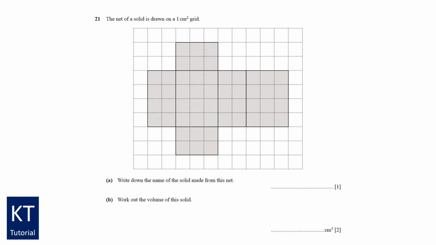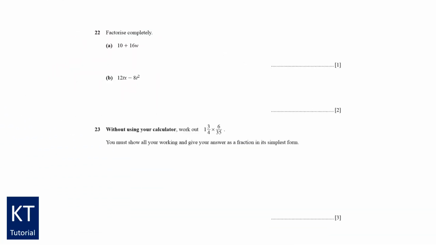Question 21. The net of a solid is drawn on a 1 cm square grid. Write down the name of the solid made from this net. This is a cuboid. Next, work out the volume of this solid. This will be the product of its length, width, and height components. Question 22. Factorize completely the given expression. It is the product of 2 and 5 plus 8w. Next, factorize completely the given expression in question 22b. This is the product of 4t and 3x minus 2t.